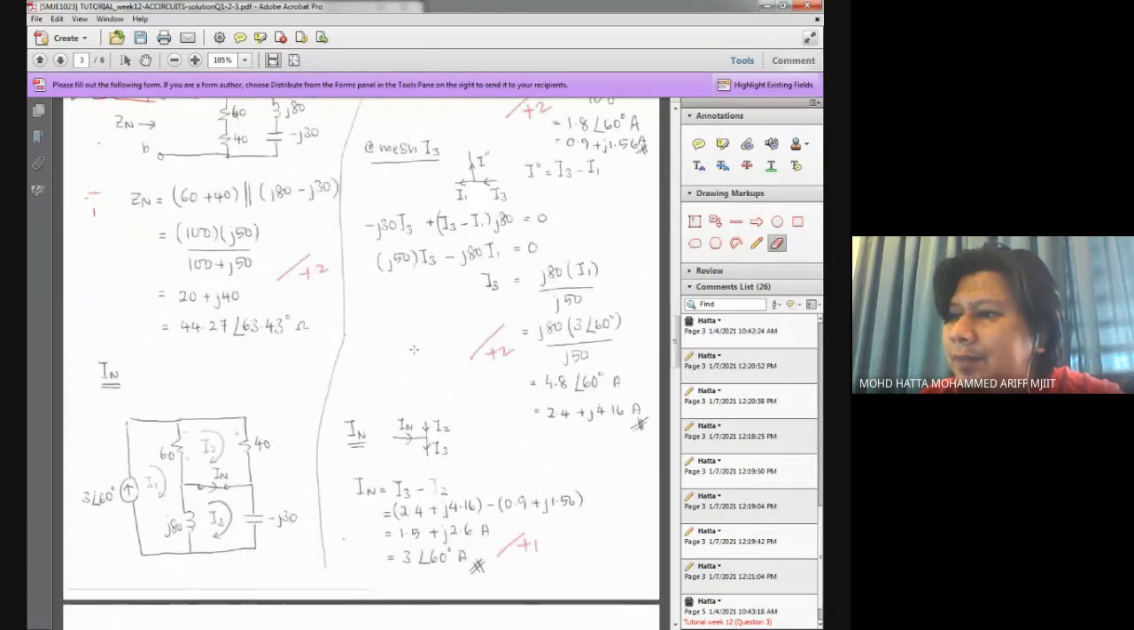Solving for IN. Here I use mesh analysis because I think this is the easiest way to calculate this current, IN. So I redraw my circuit, include my power current source over here, and put IN as a short circuit element over here. I would like to calculate the value of the current flowing through these two terminals, A and B.